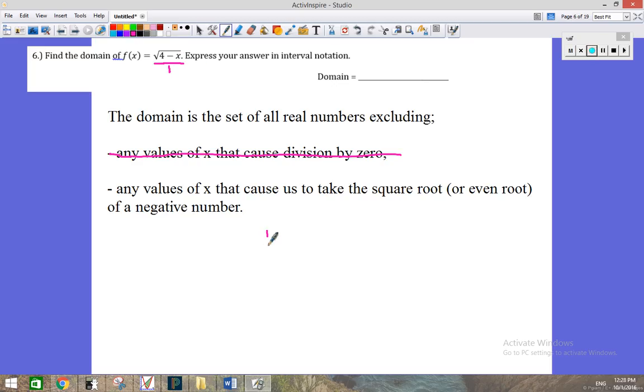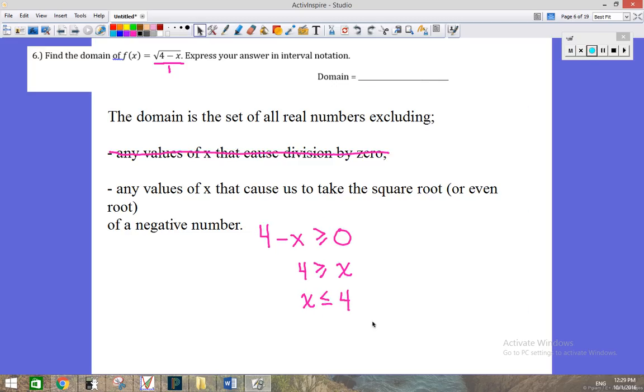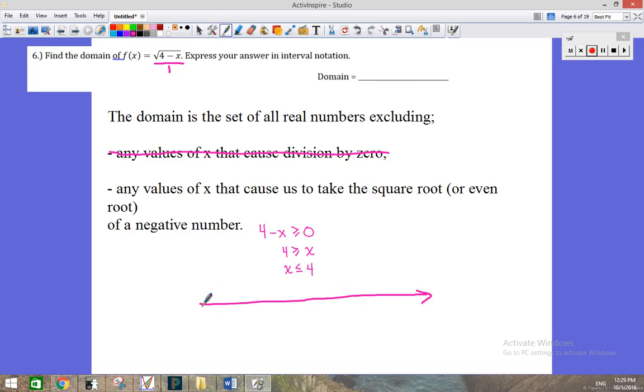So whatever number this 4 minus x represents, we need it to be non-negative. We need it to be 0 or positive. So if we solve this inequality, to say that 4 is greater than or equal to x is the same as saying that x is less than or equal to 4. Notice the arrow is still pointing towards the x. If I place my variable on the left-hand side, it makes it easy for me to graph this on a number line, and the direction of the arrow tells me which direction to shade.